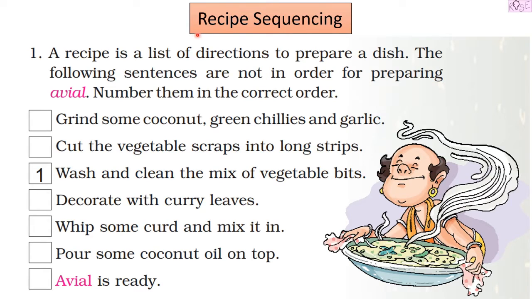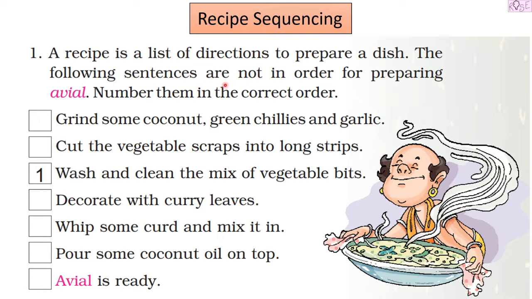So this activity is based on recipe sequencing. What is recipe sequencing? Let's see. A recipe is a list of directions to prepare a dish. In the previous video, we learned what ingredients are. Ingredients are the things that are used to prepare a dish. So what is a recipe? It is a list of directions. The recipe tells us how to make the dish, how to use those ingredients and prepare a dish. That is a recipe.